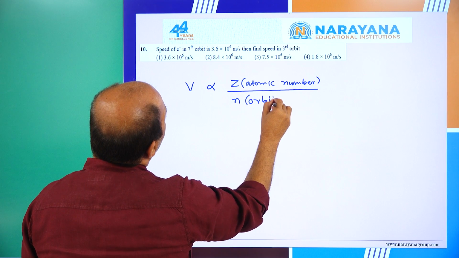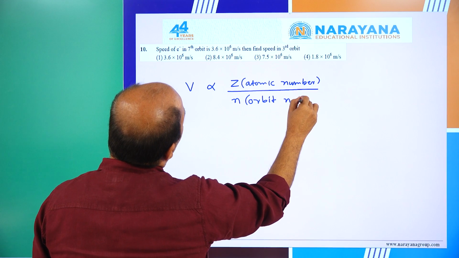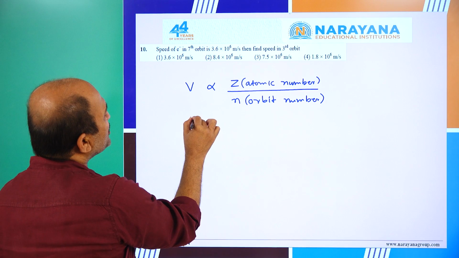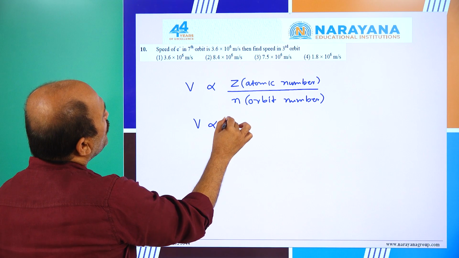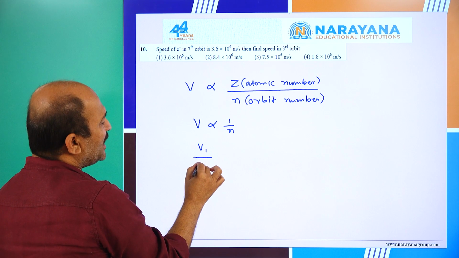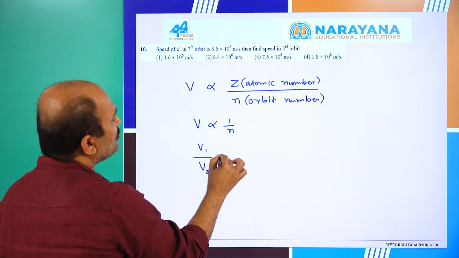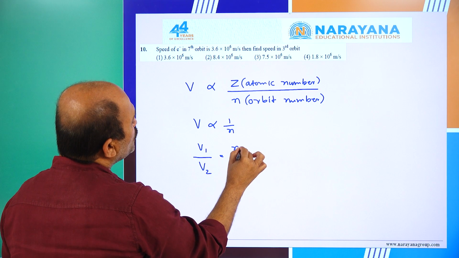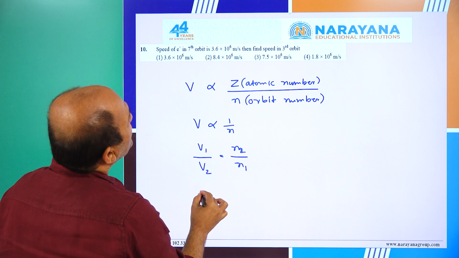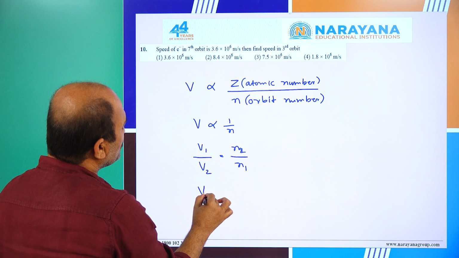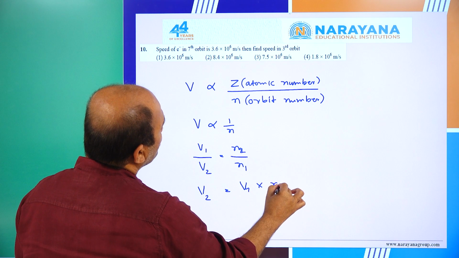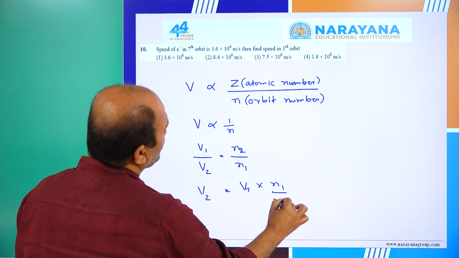But here they are given the same atom, so the atomic number will be the same. So you will make a relation: V is proportional to 1 by N. V1 by V2, the velocity of the electron, is equal to N2 by N1, right? So we want to find the V2 value in the 3rd orbit. V2 is equal to V1 into N1 by N2.